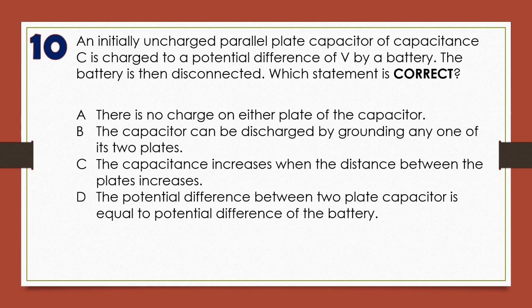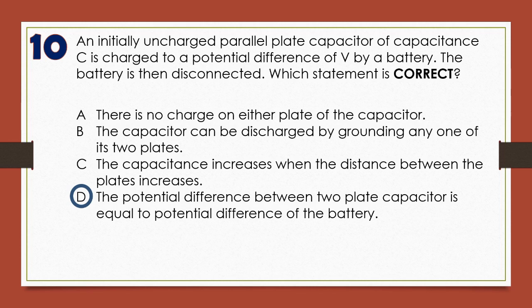For question number 10, an initially uncharged parallel plate capacitor of capacitance C is charged to a potential difference of V by a battery. The battery is then disconnected. Which statement is correct? Referring to the equation and the choices given to us, the best answer is the potential difference between the two plates of the capacitor is equal to the potential difference of the battery. If you look at the other choices, the statement that there is no charge is wrong. Of course, we have charged the capacitor when we connected it to the battery, so it is supposed to have charge, fully charged.